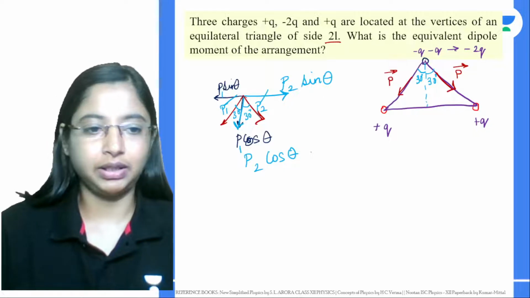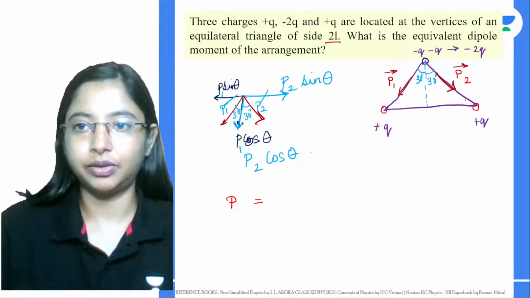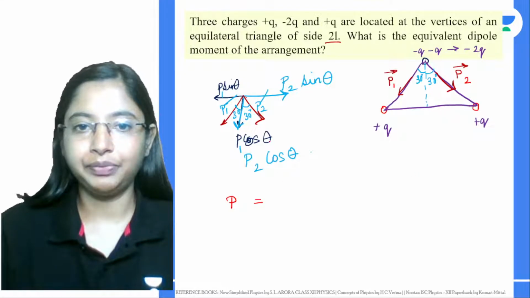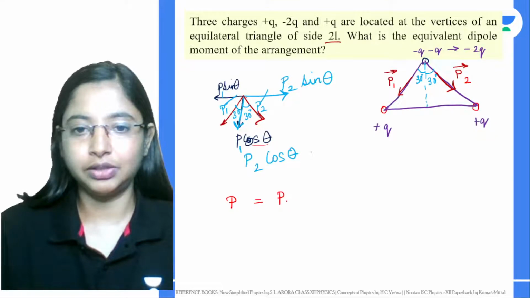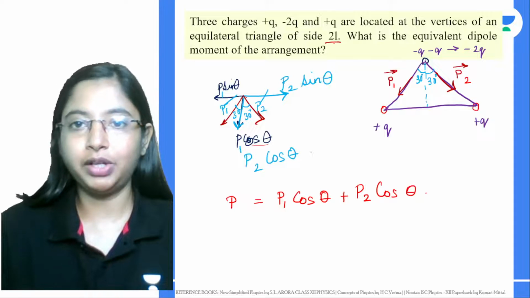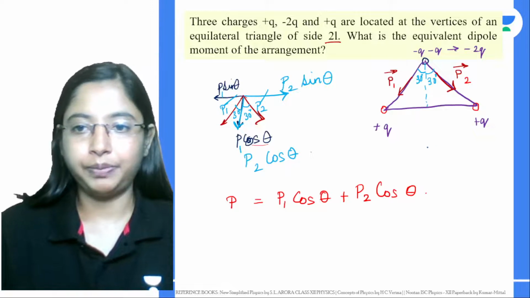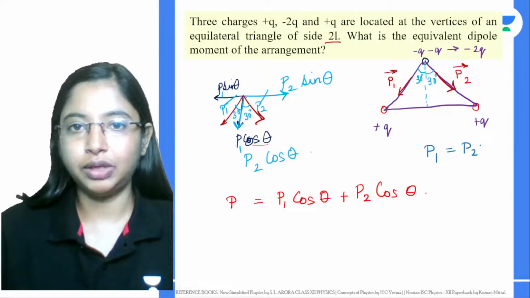Knowing this, if I want to find the equivalent dipole P, it is because of P1, the dipole going this side, and P2, the dipole going that side. The resultant of them is given by P1 cos theta, that is one component, and another component is P2 cos theta. From the question, they have told us that P1 and P2 have a length, and this is basically 2L.